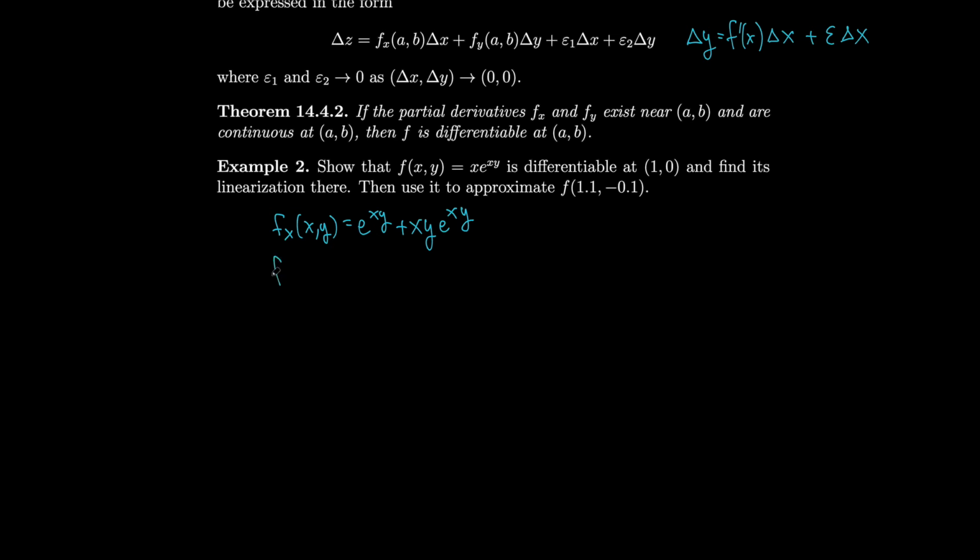Okay, let's plug in (1, 0) now. We get 1, because 0 kills that guy off, and then e to the 0 is 1. Let's get the partial with respect to y.